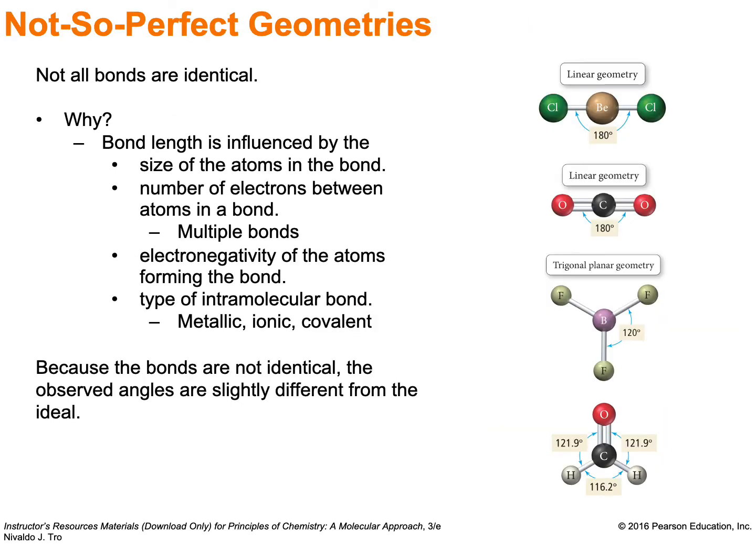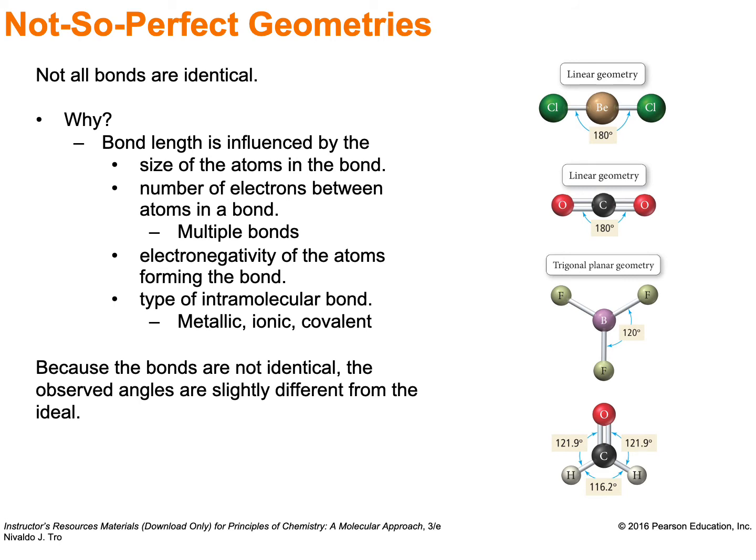Again, the molecular geometries are not so perfect because they're influenced by the different types of pairs of electrons in central atoms. Bond length is influenced by the size of the atom in the bond, the number of electrons between the atoms in the bonds, and if you have multiple bonds. Electronegativity of the atoms forming the bond affects the geometry slightly, and the type of intramolecular bond is as well, metallic versus ionic versus covalent.